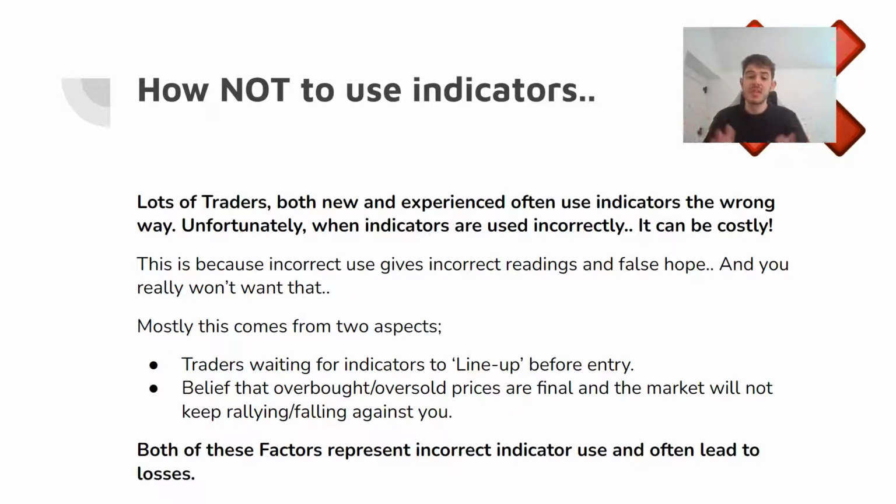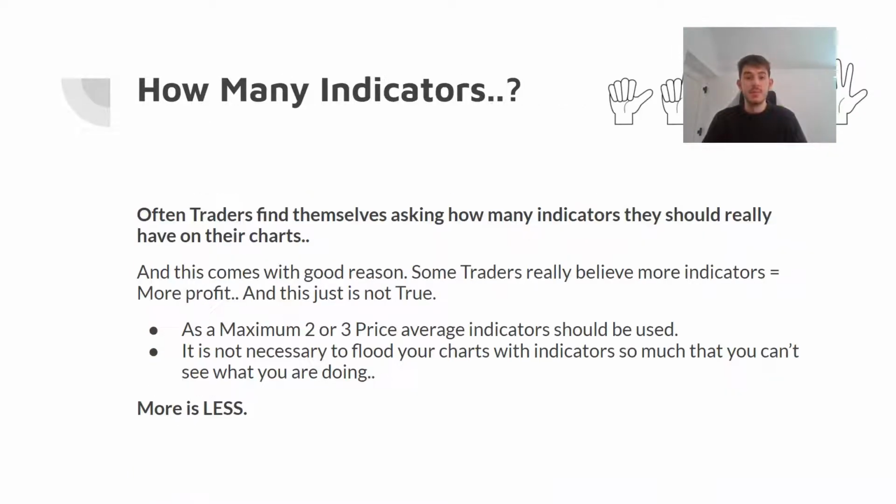So don't use indicators as a hard line thing. You're not looking for lineups, and you're not looking for the ultimatum of price. Price can keep moving. So lineup theory on indicators and waiting for them all to be in line just doesn't work. Both those factors represent how indicators are used the wrong way, and obviously you can use that information to use them the right way, and that's what I hope this video will really help you with.